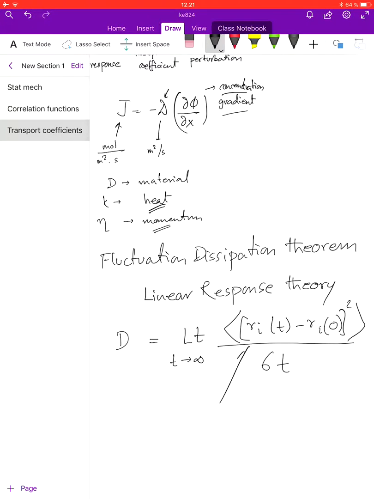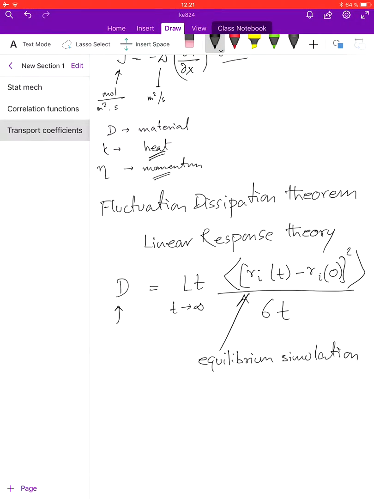So this can be calculated from an equilibrium simulation, just like the ones that you are running, and we can still get out the diffusion coefficients. Now this equation is for diffusion in 3 dimensions. If you had diffusion in 2 dimensions, this 6 would be simply replaced by 4. You can read about this in Leach, which is your textbook.